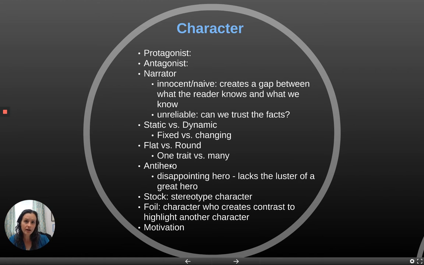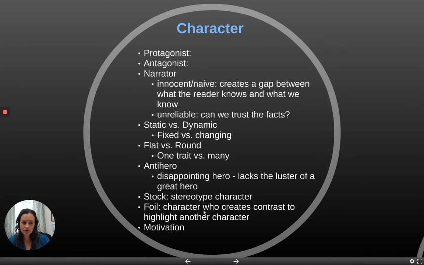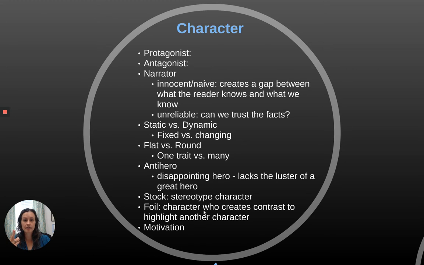The anti-hero, we will actually talk about some. This is the disappointing hero. So the hero who is not really a hero. We have stock characters. These are those stereotypical characters like the sidekick. Foils are characters who are pairs. So we see two characters, and they share something in common, but also have something exactly opposite about them. We will talk about that more when we get to Hamlet.